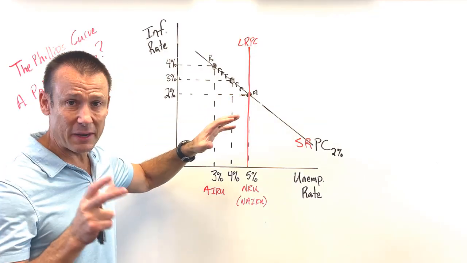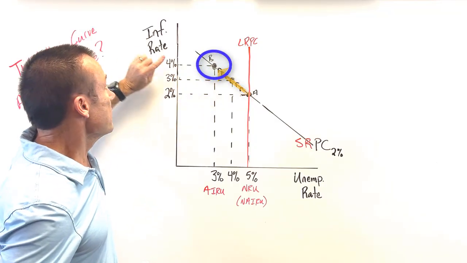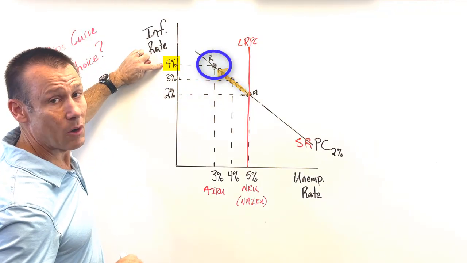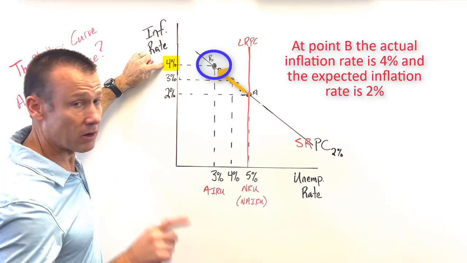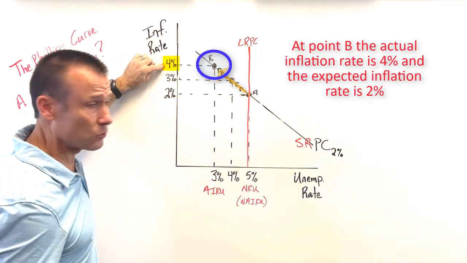Now, we've done expansionary monetary policy. We've driven our economy over here to B. The problem is, this is now our actual inflation rate, right? Our expected inflation rate is still 2% as long as we're on this curve, but our actual is 4%.